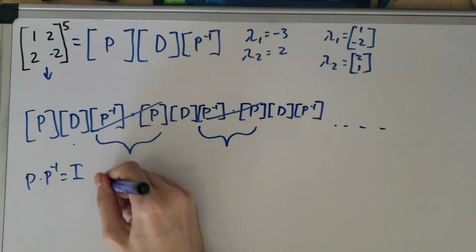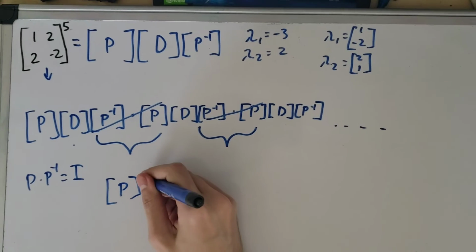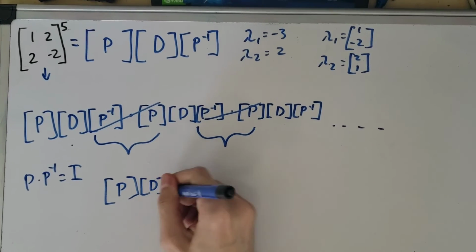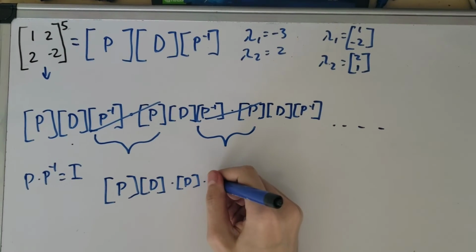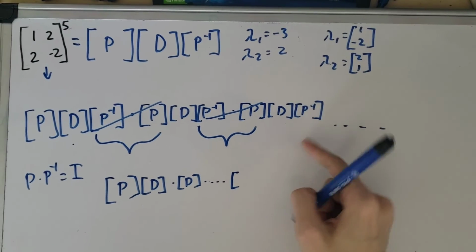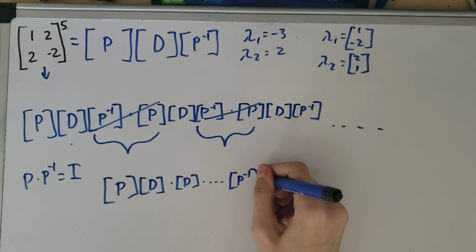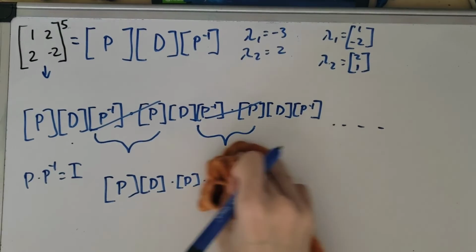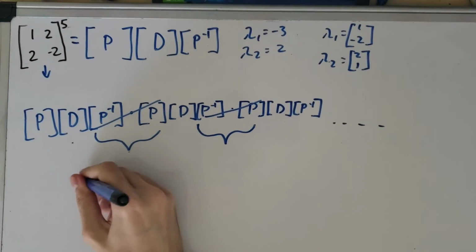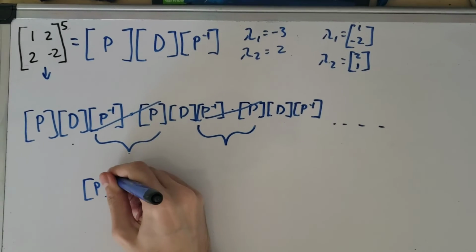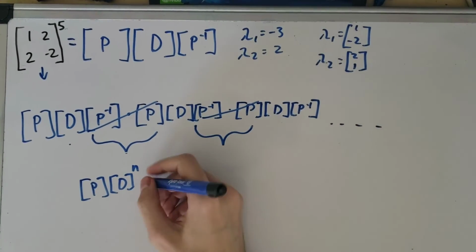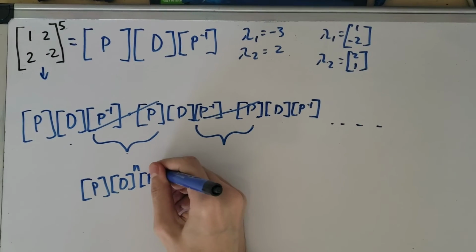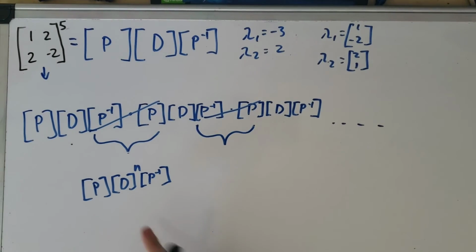So this leaves us with our opening matrix P, as many D's as we have. In this case, it would be 5. And our final matrix, it doesn't cancel, P inverse. Or the easier way to write this, it becomes matrix P times matrix D to the n, however many matrices you have, times P inverse.